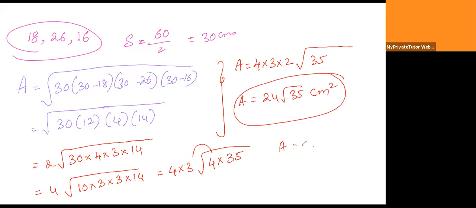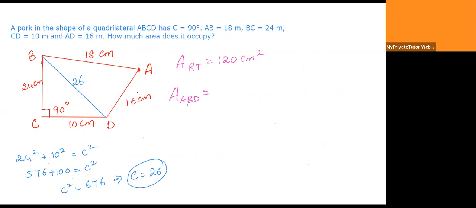Which is the same as, if you want me to write it in decimals, 141.985. So let's round it at 142 centimeter square. If you go to the previous page, I'm just rounding for understanding purposes, guys. But based on the instruction given, you just need to answer in the exams. So we got 142 approximately, and the area of the total park would be 262 centimeters square, approximately again.